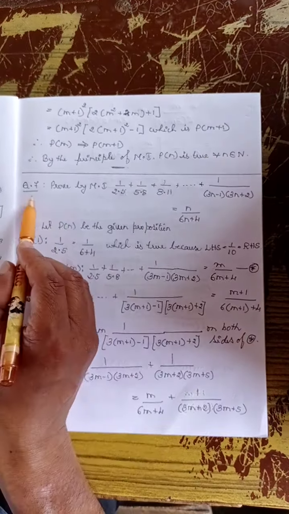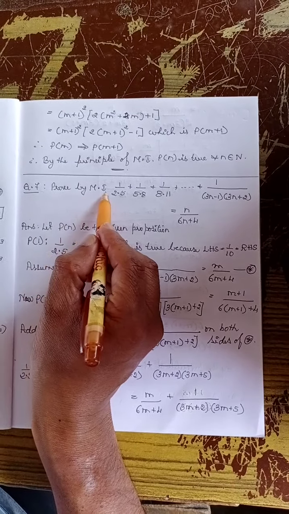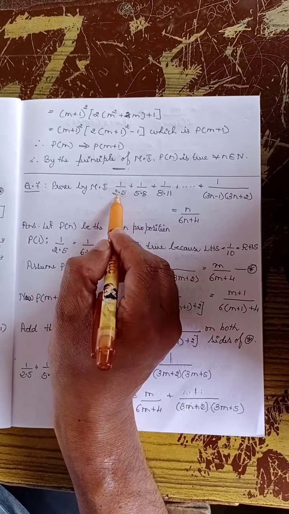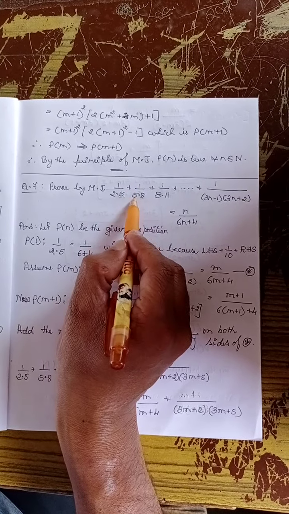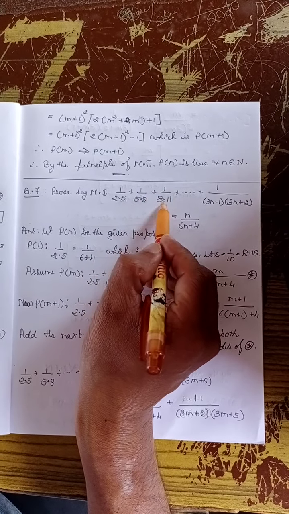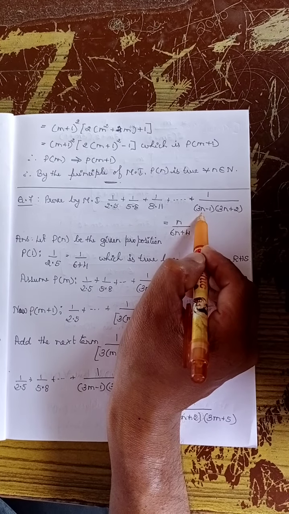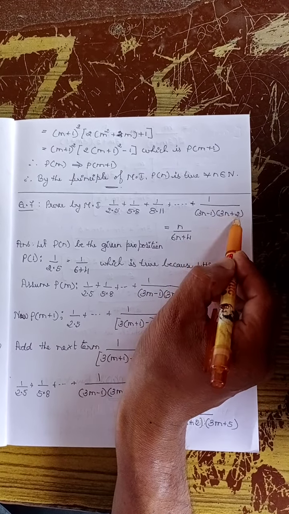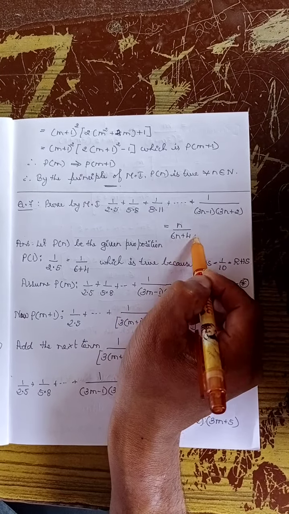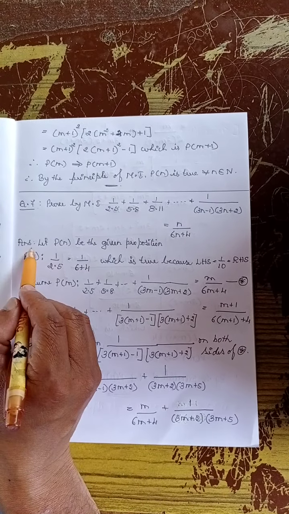Next we see the question number 7. Prove by the principle of mathematical induction 1 by 2 into 5 plus 1 by 5 into 8 plus 1 by 8 into 11 plus etc. plus 1 by 3n minus 1 into 3n plus 2 is equal to n by 6n plus 4. Okay, now we see the answer.